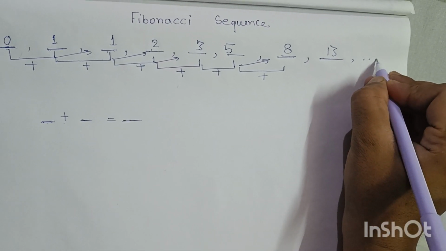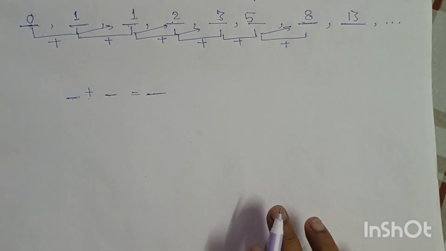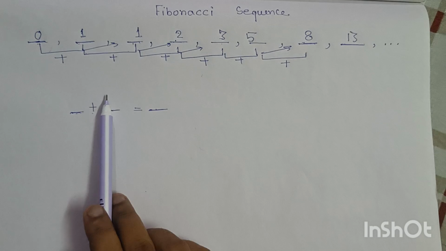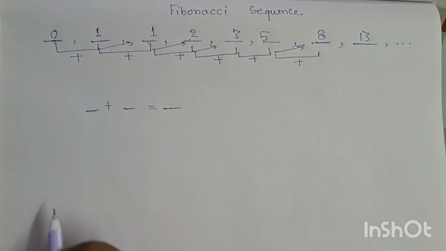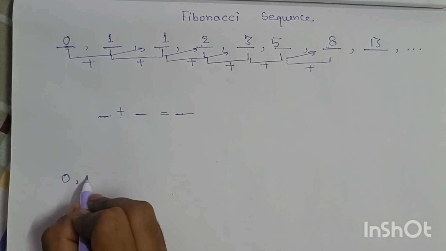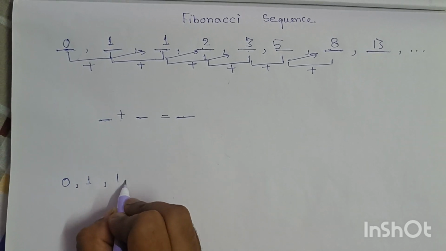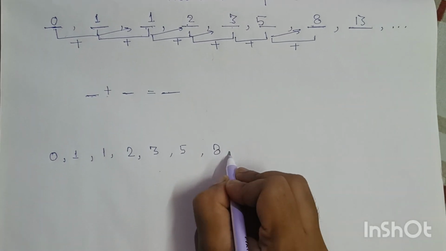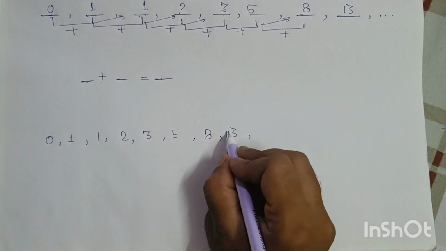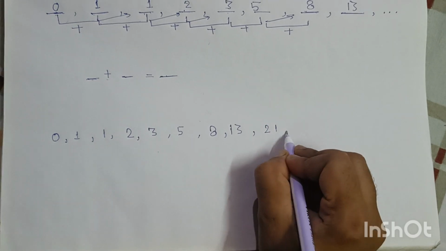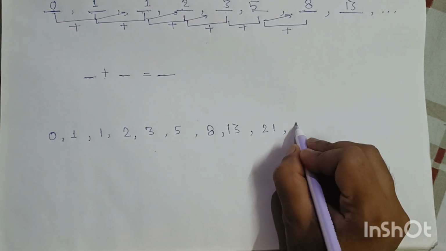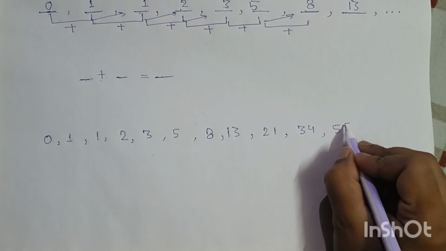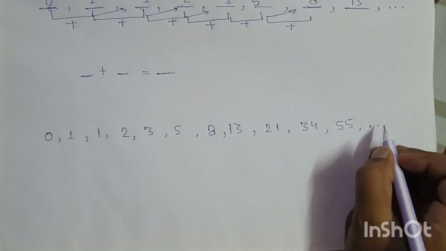And so on. If we have to find the next term of this sequence, we have to add the preceding two terms. Okay, so finally we'll get the terms 0 and 1 followed by 1, 2, 3, 5, 8, 13, and 13 plus 8, 21. 13 plus 21 will get 34. 34 plus 21 will get 55, and so on.